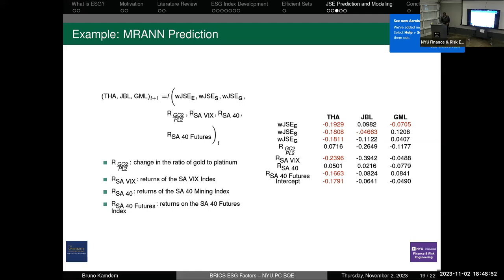When we do the predictive analysis using this, we look at the next time period, and we look at all these different variables: the new indices for South Africa under the E, S, and G domains. We also included other variables, like CG2, PL2, which is a change in the ratio of gold to platinum. Talk about South Africa, you cannot do it without mentioning gold. RSA VIX is the return of the South Africa VIX index, RSA 40 is the return of the South Africa 40 mining index, and RSA 40 future is the return of the South Africa 40 future index. So we do the analysis, and these are some of the results of the prediction for those companies. The red ones are the negative ones.